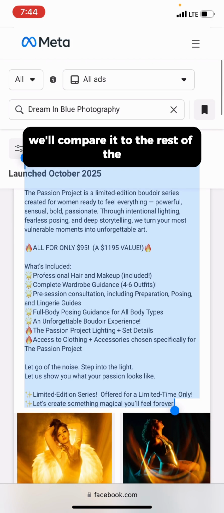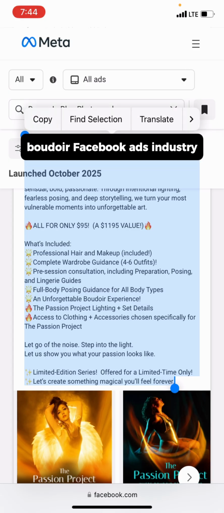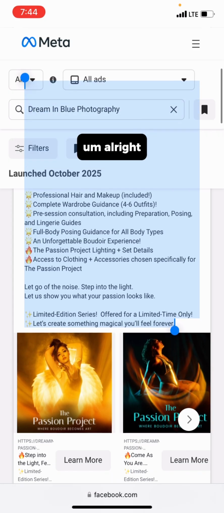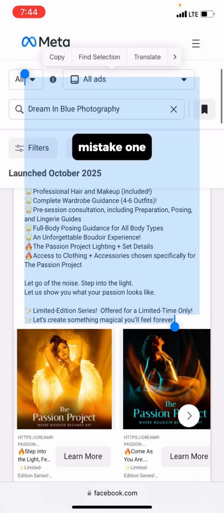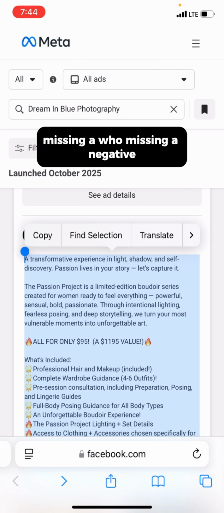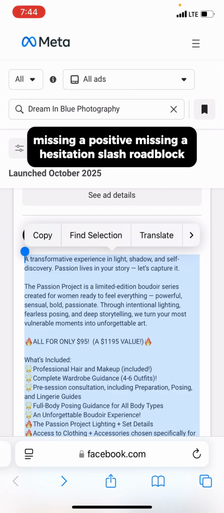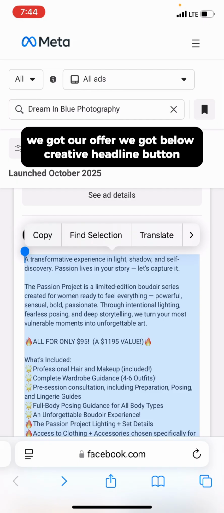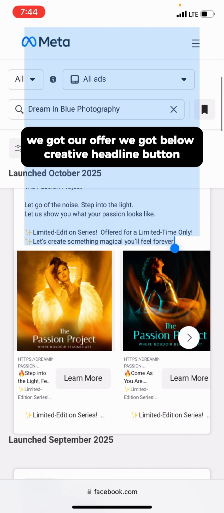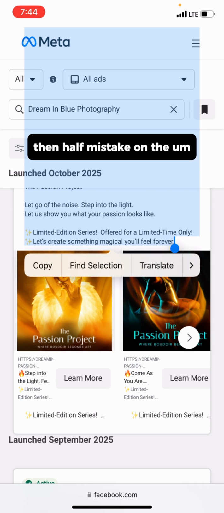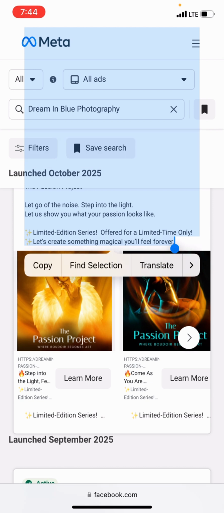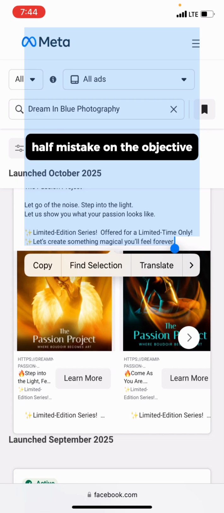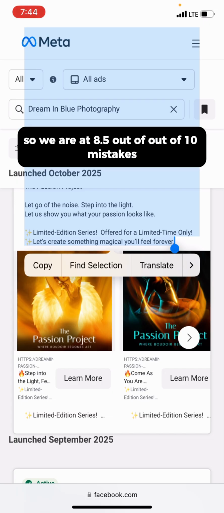Let's score this ad. We'll compare it to the rest of the boudoir Facebook ads industry. All right. First thing is look what I can add. Okay, mistake one. Missing a who, missing a negative, missing a positive, missing a hesitation slash roadblock, missing an authority hook, missing a story slash narrative. We got our offer. We got below creative headline and button. Then half mistake on the objective. So we are at 8.5 out of 10 mistakes.